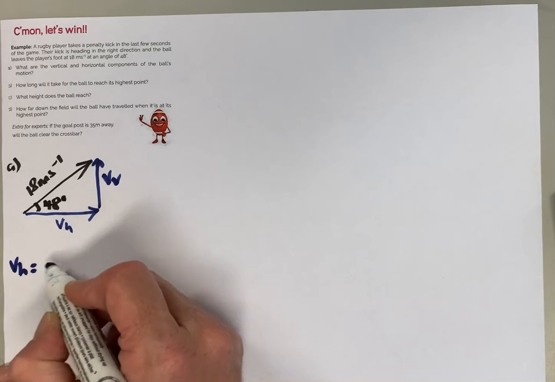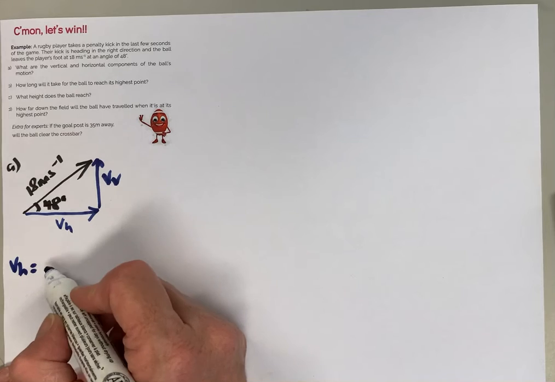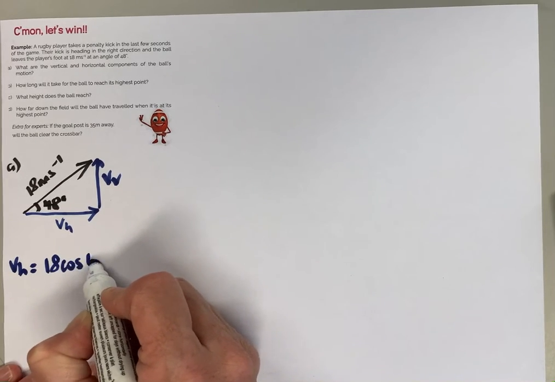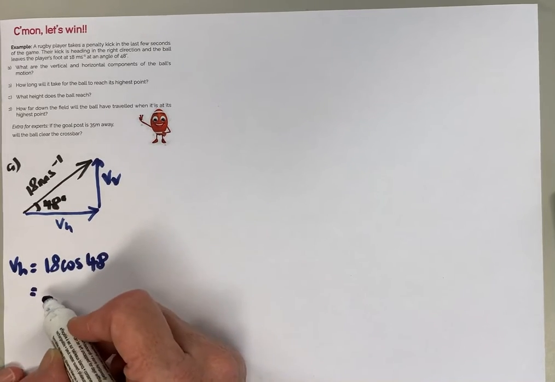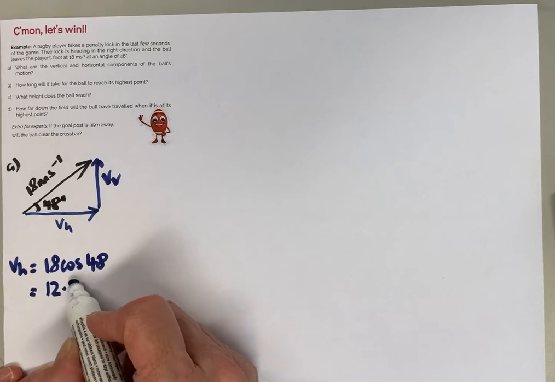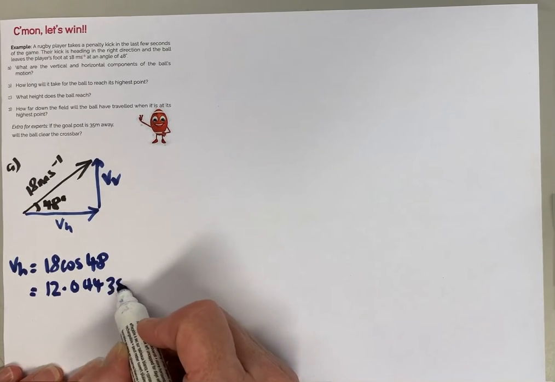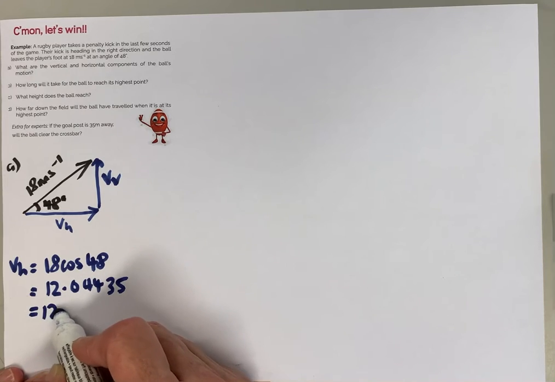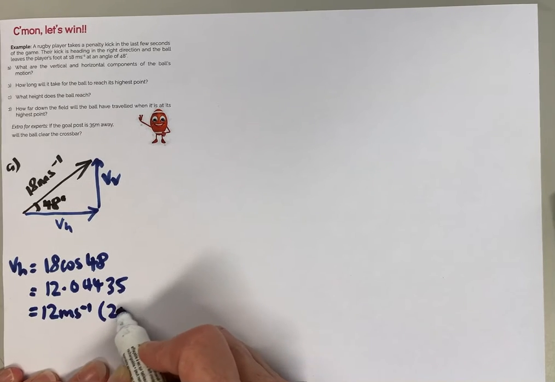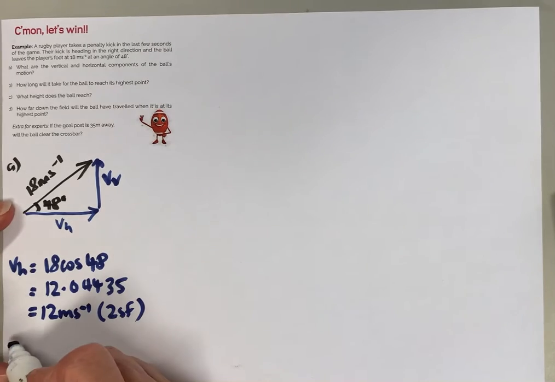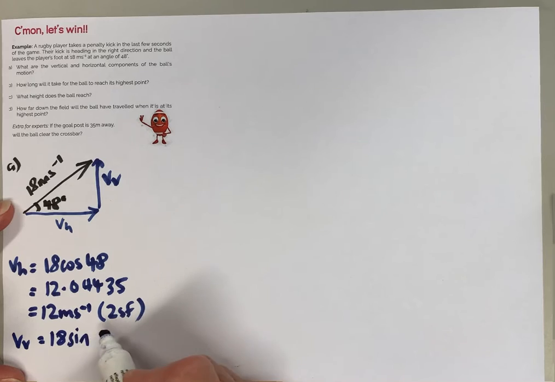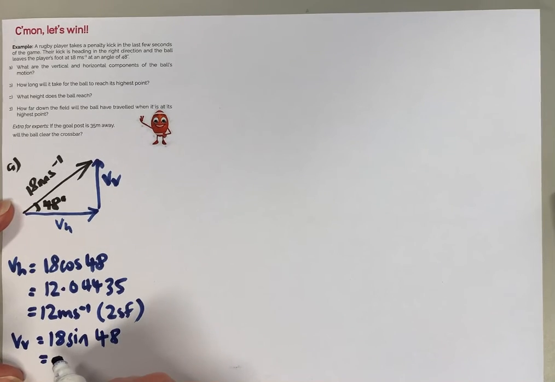So the horizontal velocity is 18 cos 48, which is 12.04435, or 12 meters per second to two significant figures. And the vertical velocity is 18 sine 48, which gives us 13.3766, or 13 meters per second to two significant figures.